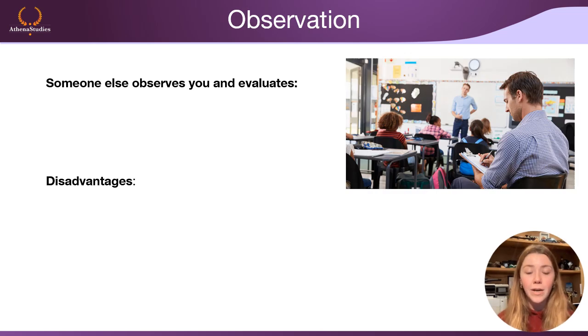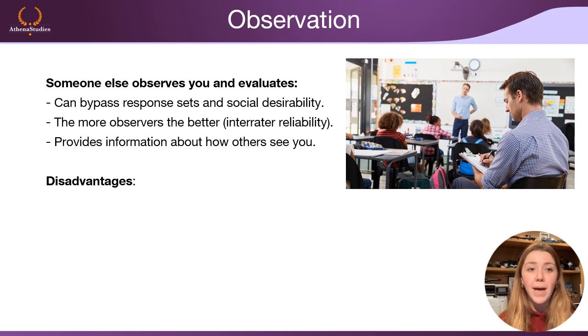So when we're looking at an observational test, we see that we have two or more observers, and they'll be observing a certain situation, and they'll be evaluating that situation. Here we also have some advantages. It can bypass the response set of the participants and social desirability. The more observers, the better. We'll have a higher inter-rater reliability, and they can provide information about how others see the participant or the situation.